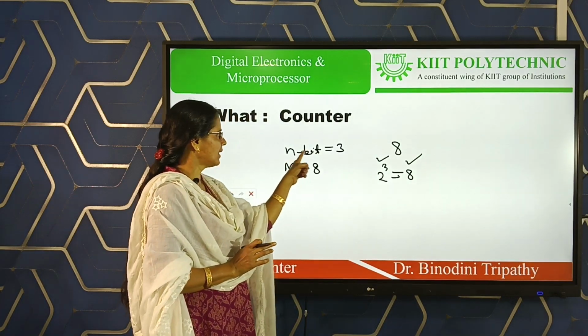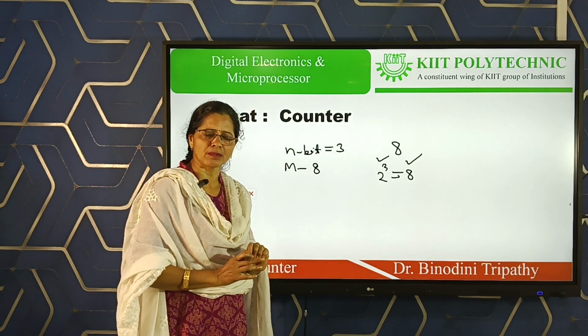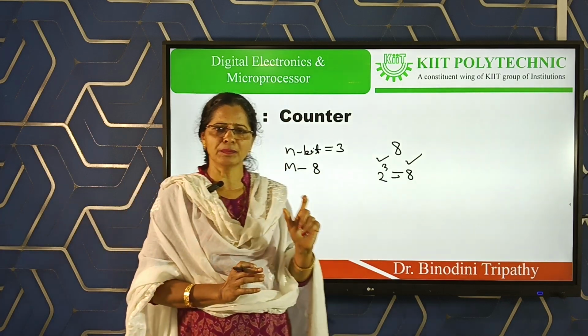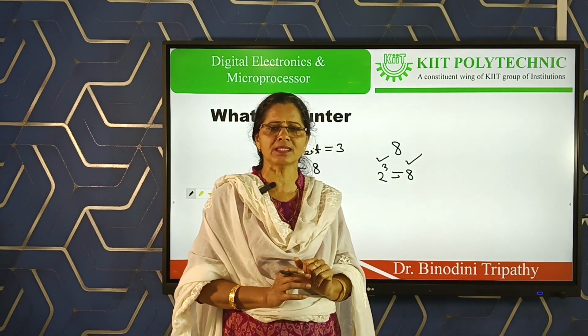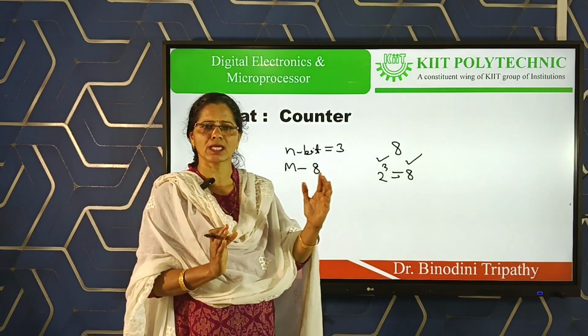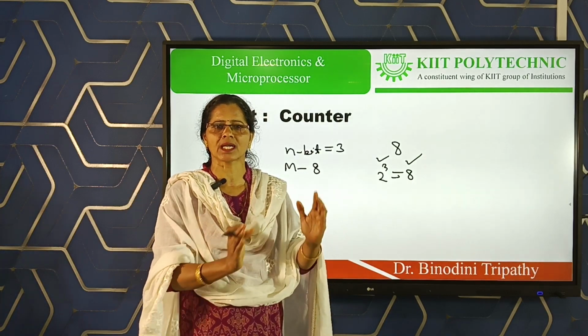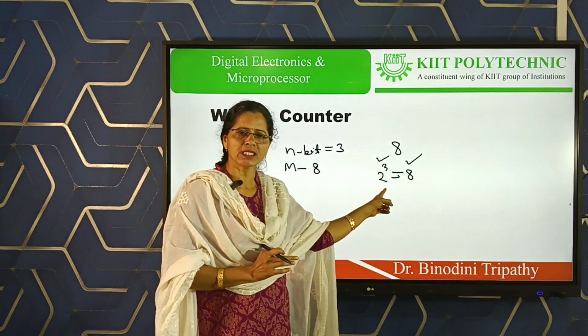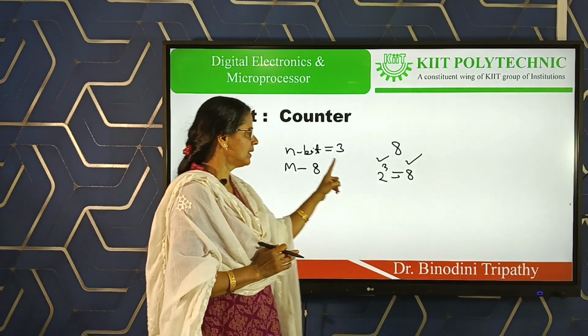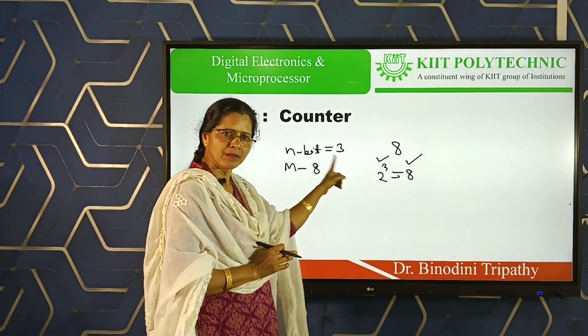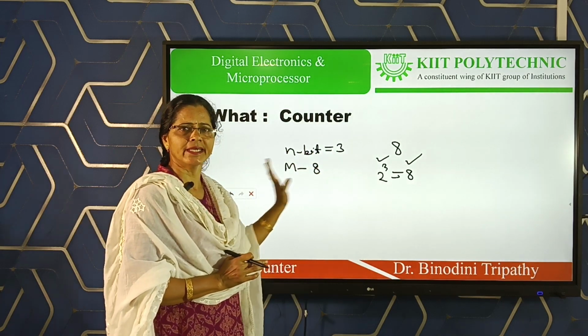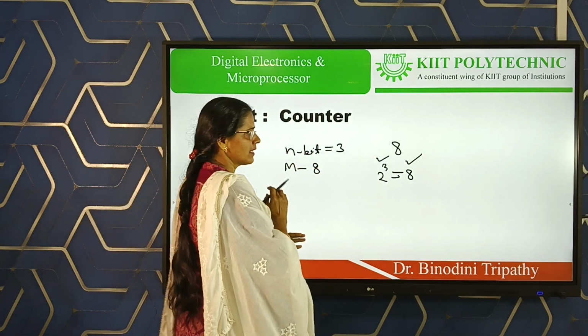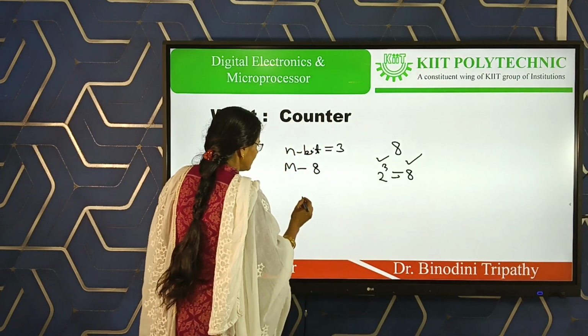So we can designate it either in bit form or in modulus form. Bit indicates the number of bits in an individual counting sequence. Modulus indicates the total number of counting sequences that the counter can count. As an example, if we consider the 3-bit counter, then its n value is 3 and its modulus value is 8.